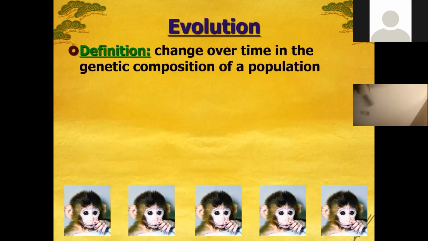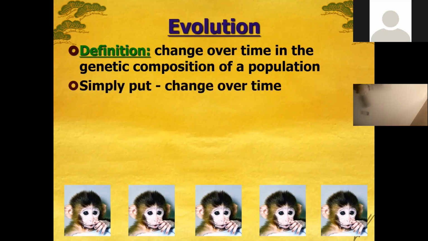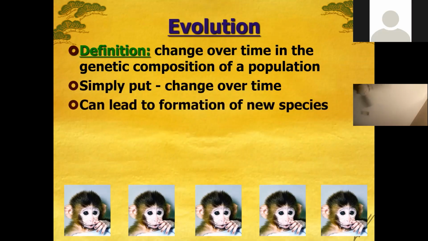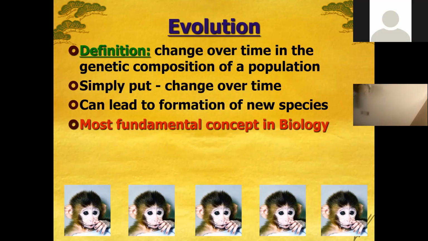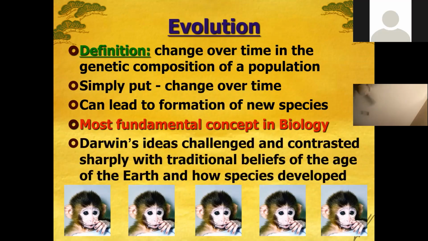So once again, evolution, the more textbook definition, is change over time in the genetic composition of a population. In other words, the change of genes, the change of alleles in a population over time. But guys, very simply, it could just be change over time. It's how life is changing over time. And it's not necessarily just life, but just how everything changes over time. It could lead to the formation of new species, and we'll talk about that. It's something called speciation. And guys, it's one of the most fundamental concepts in biology. It's the concept that brings everything together, that makes everything make sense.